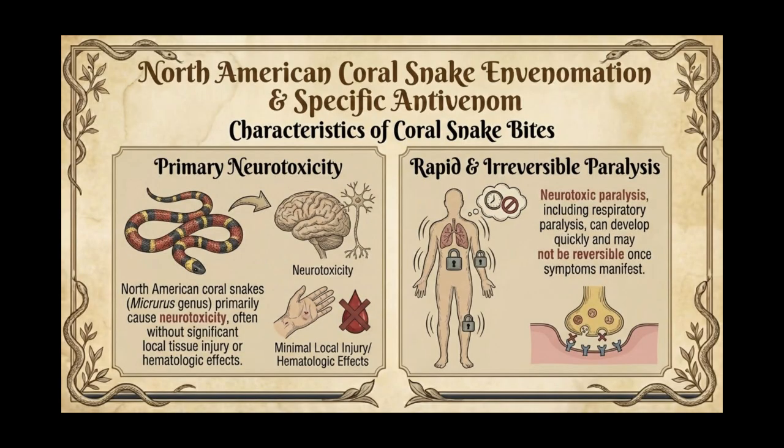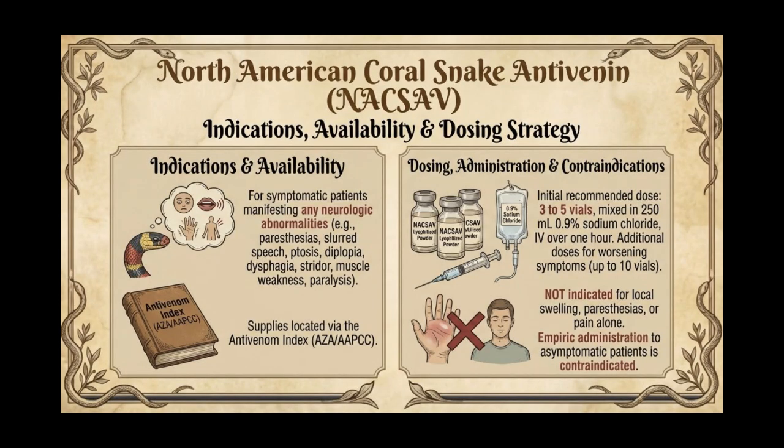North American coral snakes belong to the family Elapidae and include several species that are medically significant. Notable examples are the eastern coral snake, scientifically known as Micrurus fulvius fulvius, and the Texas coral snake, known as Micrurus fulvius tenor. Bites from these snakes are primarily characterized by neurotoxicity, which often occurs without significant local tissue injury or hematologic effects. This feature helps differentiate coral snake bites from those caused by pit vipers.